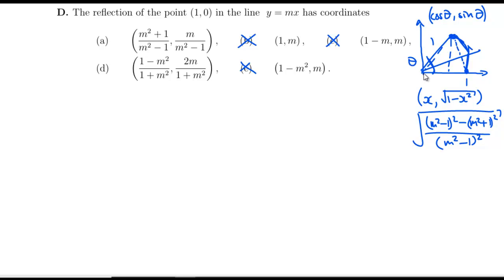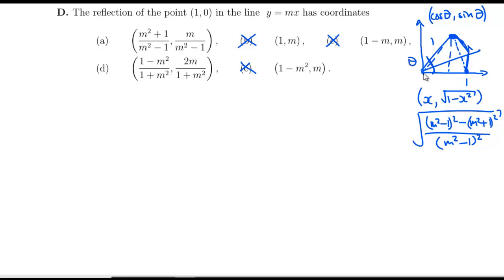So the denominator is going to be fine. The numerator, the m squareds, the ones, they're all going to cancel. So we're going to be left with a minus 4m squared on the top, which is not going to reduce to that. So it's not going to be A.